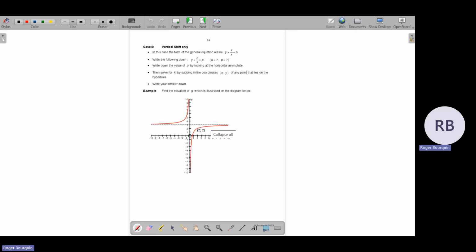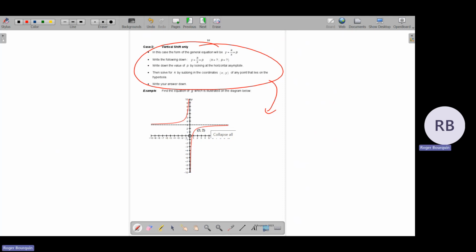So you go to page 16 of your notes, and we've got that function over there. It gives you the steps over here. You can read through those steps yourself, follow those steps, and try to find the equation of that hyperbola over there. Press pause, try to do it yourself.